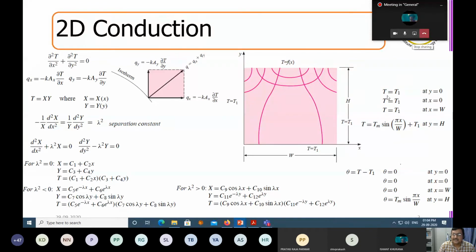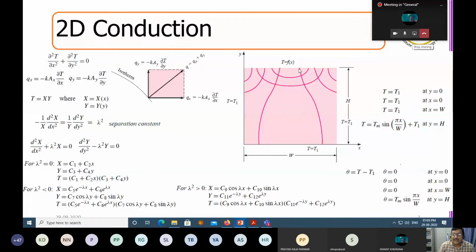So what am I doing? T equal to T1 at y equal to 0. At y equal to 0, I have T equal to T1. T equal to T1 at x equal to 0. So y equal to 0 is this plane. X equal to 0, you are talking about this plane. And x equal to w is this plane you are talking about. They are also at T equal to T1. So you have got 3 boundary conditions like this.